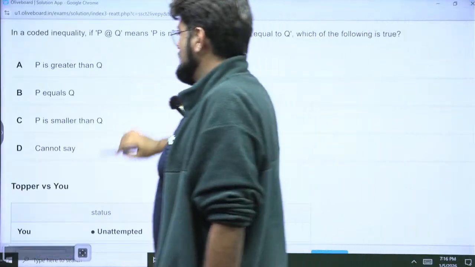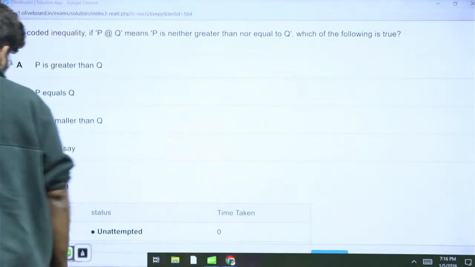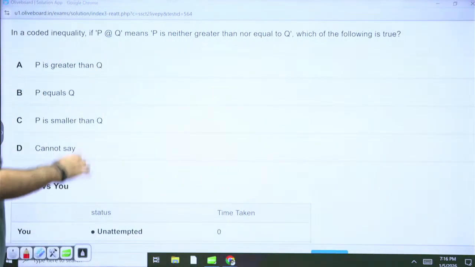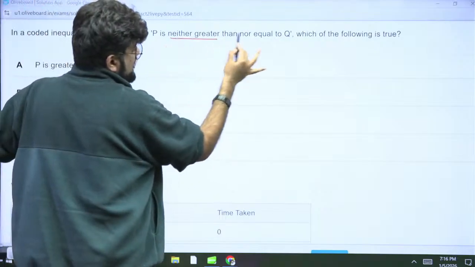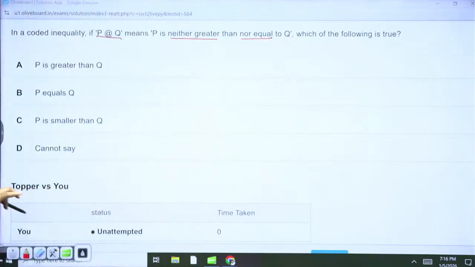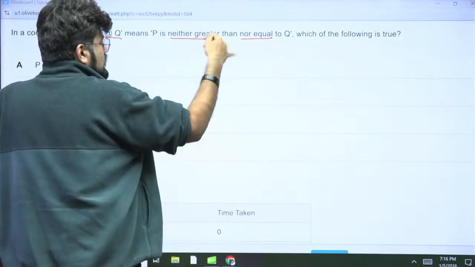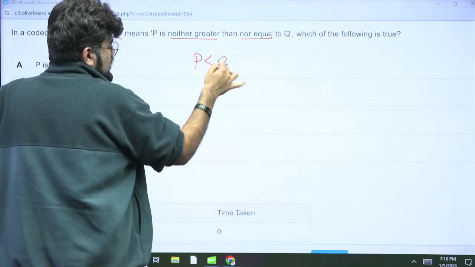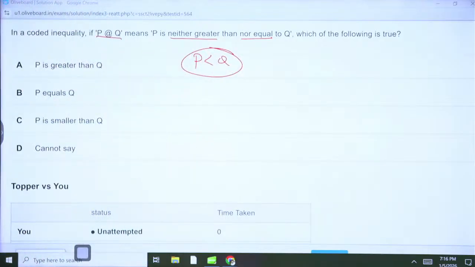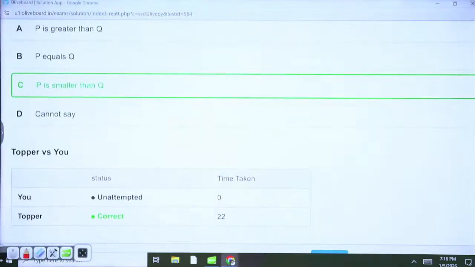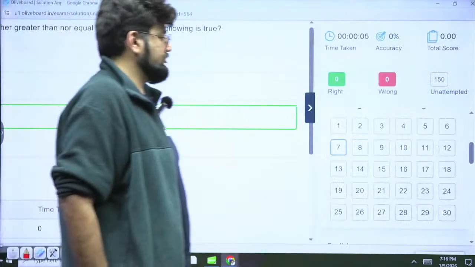Okay, in a coded inequality, if P at the rate Q means P is neither greater nor equal to Q, then which of the following is true? P is neither greater nor equal to Q. So it's not greater also, or it's not equal also. So that means P is less than Q. There is no other option, right? So which of the following is true? Option C is the right answer. That's it. Option C is definitely correct here. 22 seconds. Easy question. Next.